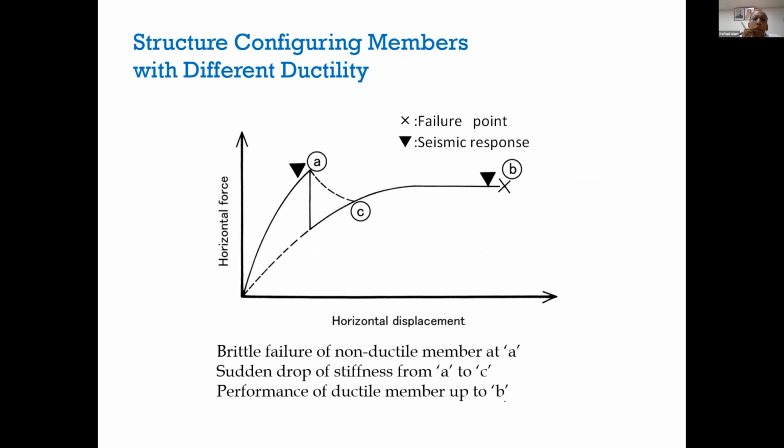But in a building, there might be two types of columns. Some columns are ductile, and some columns are brittle. So in that case, first the strong column will take the lateral load, and the load deflection curve will be like this. And then if the strong column fails or its capacity is reduced, then the ductile column will activate more, and it will take the remaining load, showing the remaining capacity.